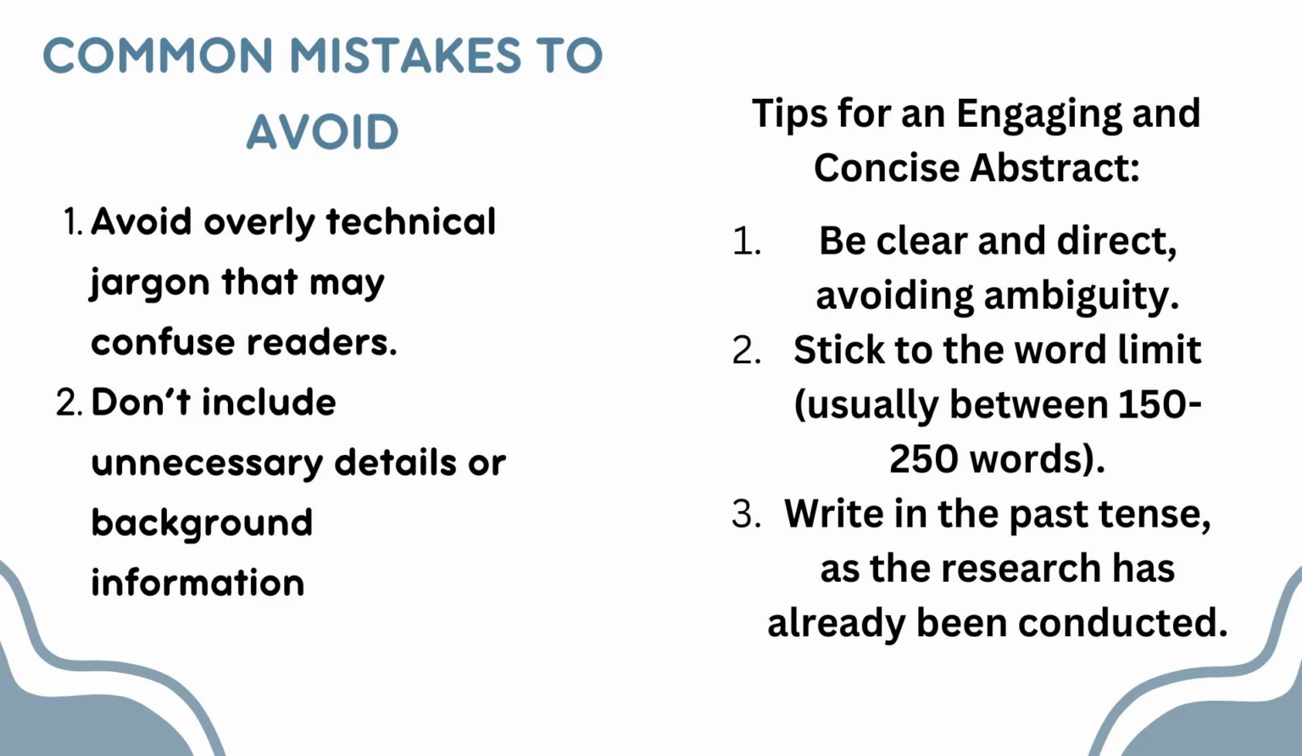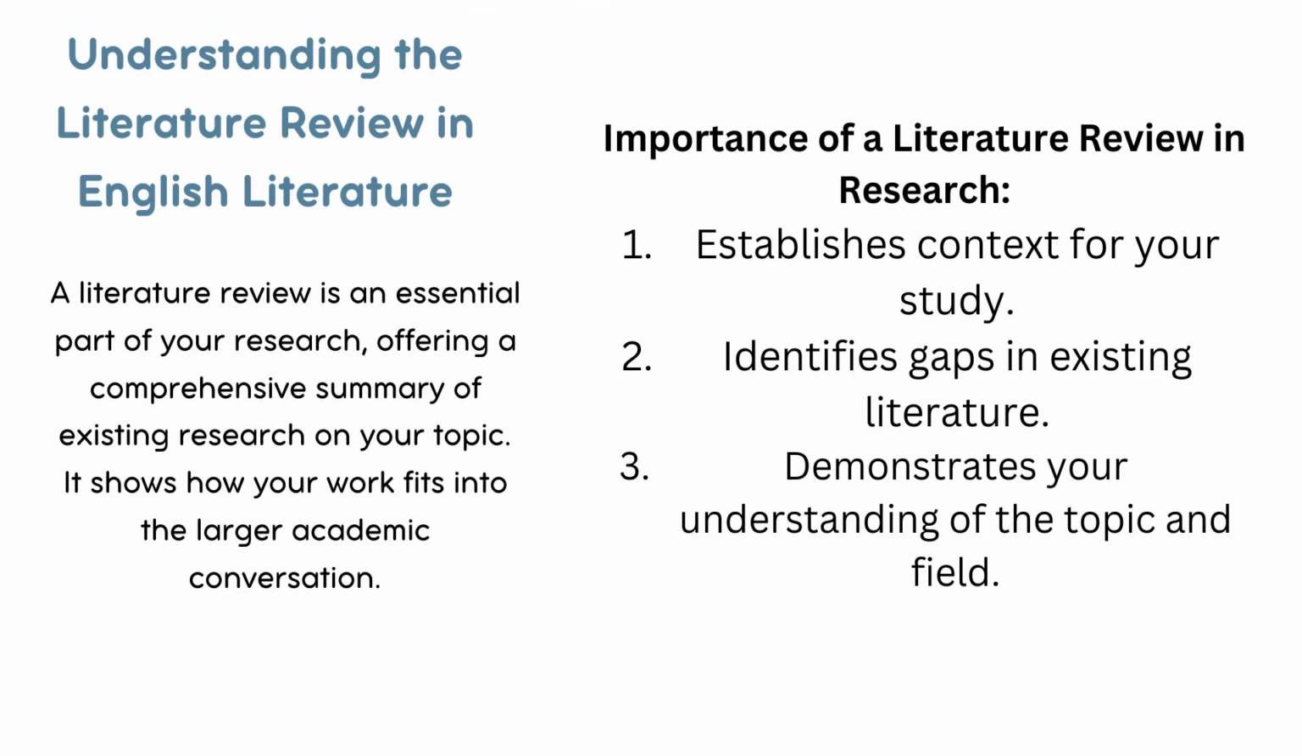Tips for an engaging and concise abstract. Be clear and direct, avoiding ambiguity. Stick to the word limit, usually between 150 and 250 words. Write in the past tense as the research has already been conducted. Planning the literature review in English literature.